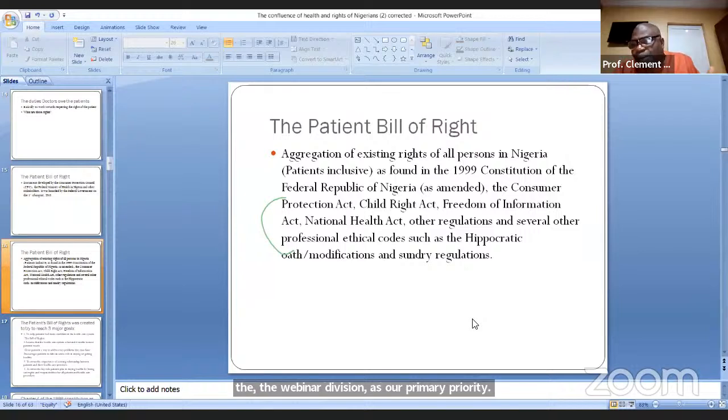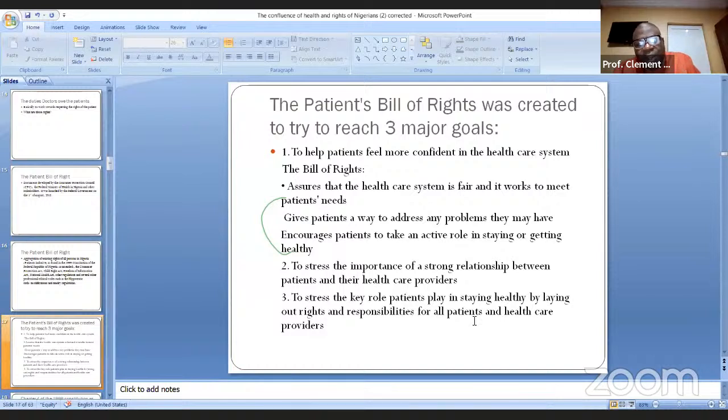Which means, for example, if a patient is under your care as a resident doctor and you go on strike, you just walk away without discharging the patient appropriately to continue his care elsewhere, you are guilty. So you should know about the Hippocratic laws and what they say, and the modifications and other sundry regulations that came up thereafter.